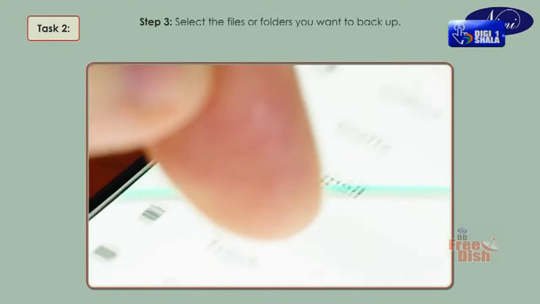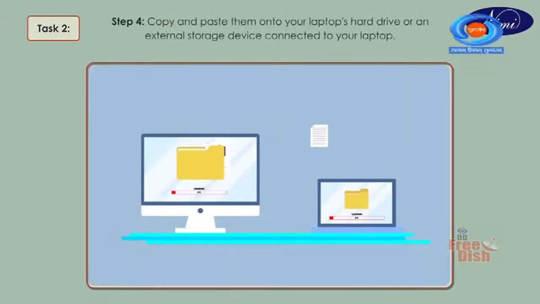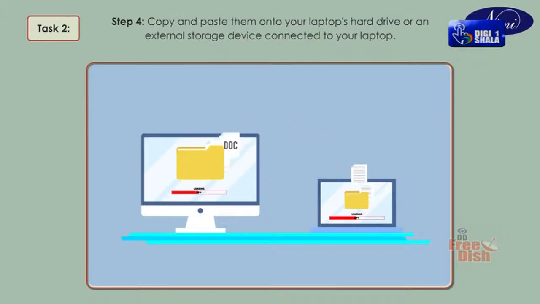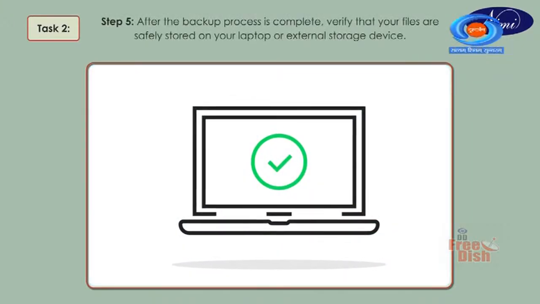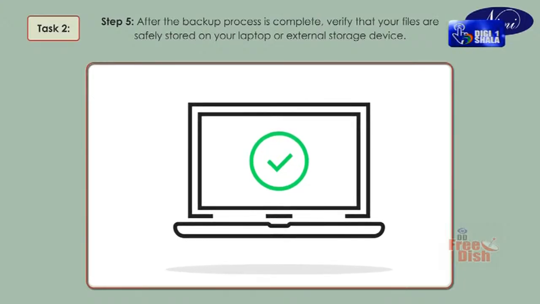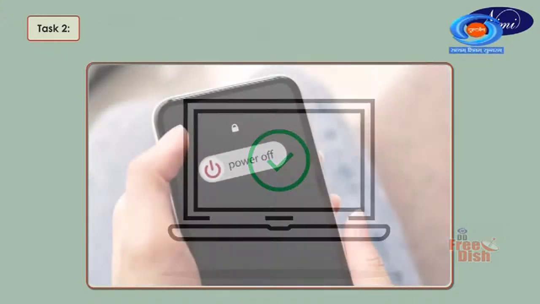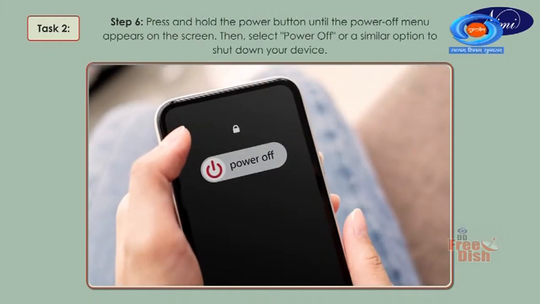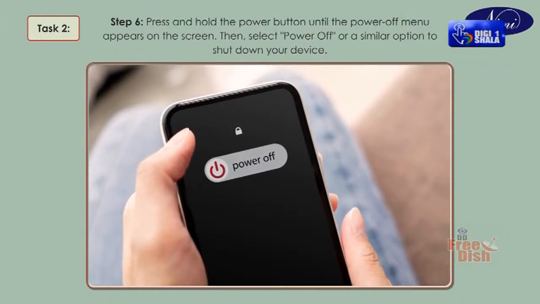Step 3. Select the files or folders you want to backup. Step 4. Copy and paste them onto your laptop's hard drive or an external storage device connected to your laptop. Step 5. After the backup process is complete, verify that your files are safely stored on your laptop or external storage device. Step 6. Press and hold the power button until the power off menu appears on the screen.